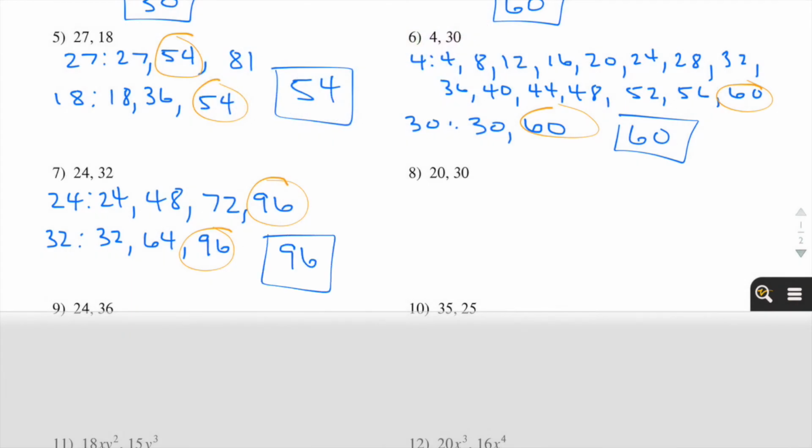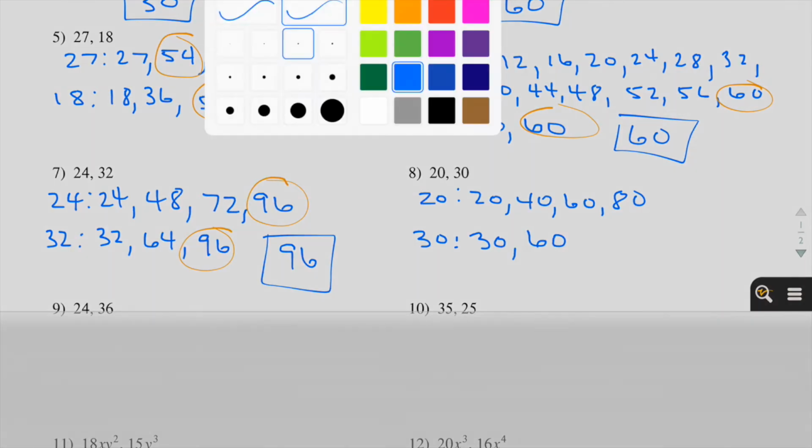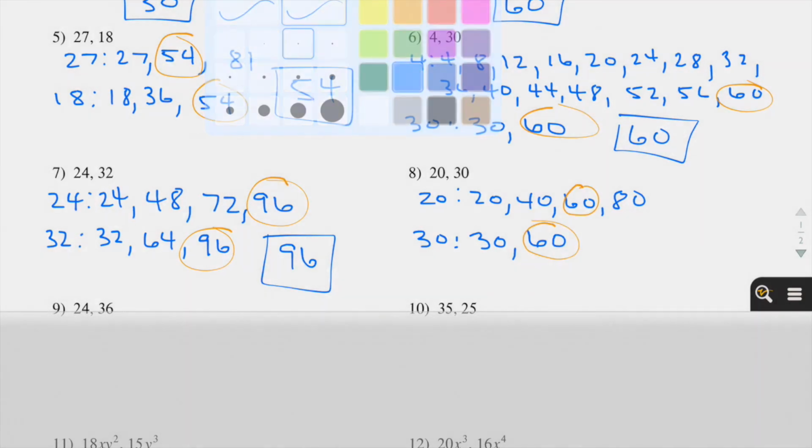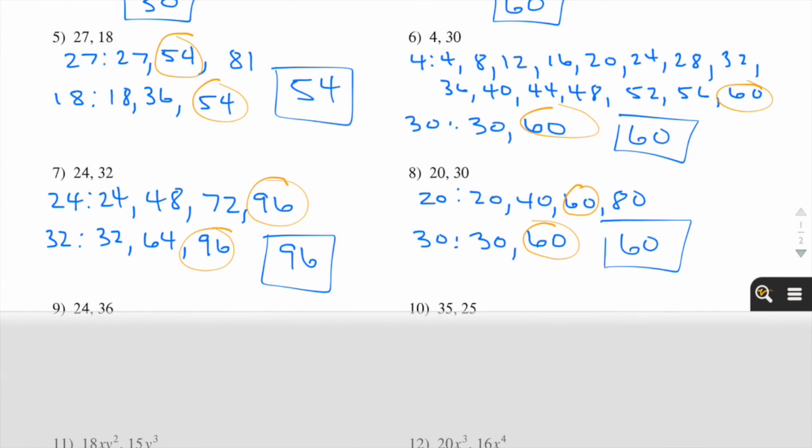Okay, number 8. 20 and 30. So let's go ahead and do the 20. We end up getting 20, 40, 60, 80. Stop there, check what we get for 30. We end up getting 30, 60, and we can stop because they already both share 60. So number 8, our final answer is 60.